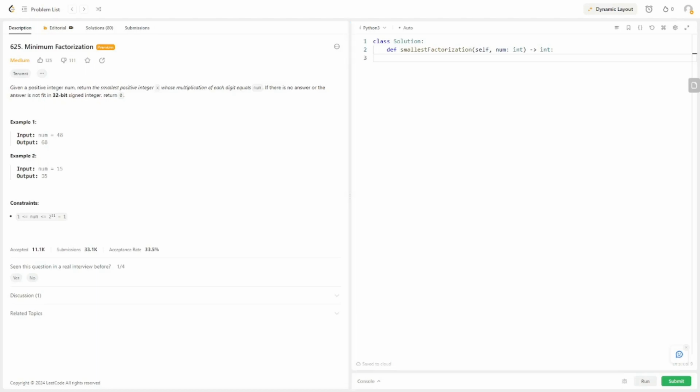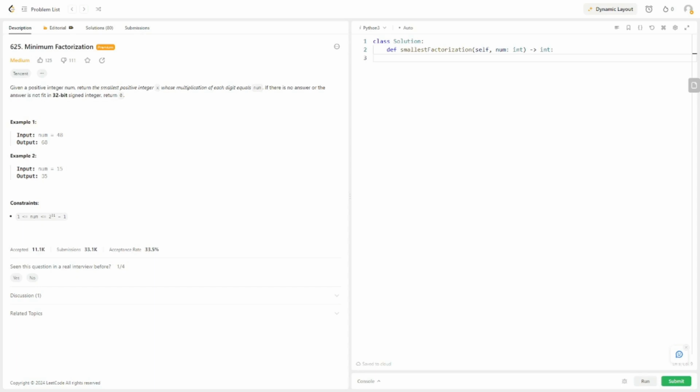Hello everyone, let's look at Leetcode question 625, minimum factorization. At time of recording, this question has 125 upvotes and 111 downvotes. So the question asks, given a positive integer num, return the smallest positive integer x, whose multiplication of each digit equals num. If there is no answer, or the answer is not fit to 32-bit signed integer, return 0.